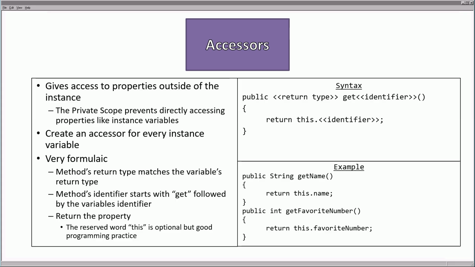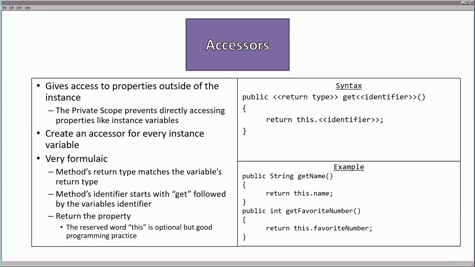Accessors are methods, but they are extremely formulaic methods. Basically, the main idea is you start out with public. Then, for whatever instance variable that you're returning, you have its return type match that variable's type. You then follow with the identifier, which is get, followed by the variable's identifier, no parameters, and then return this dot, whatever the instance variable's identifier is.